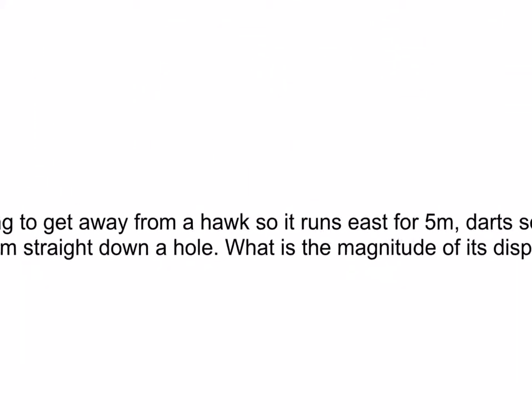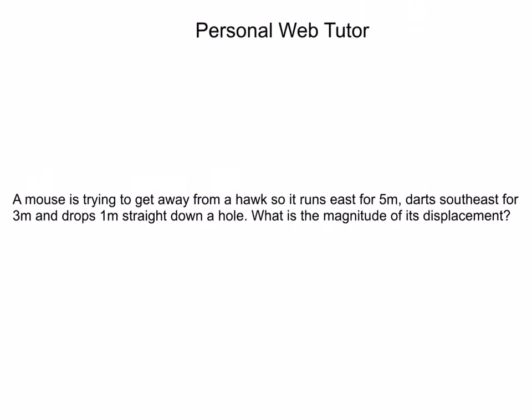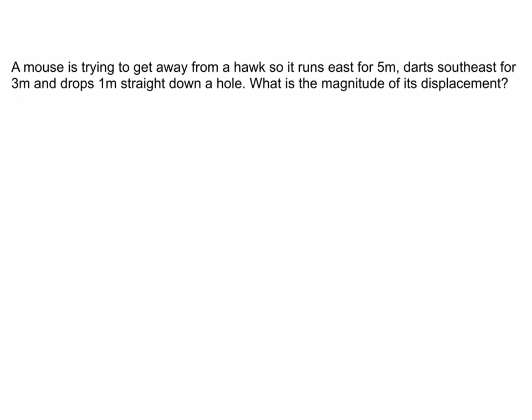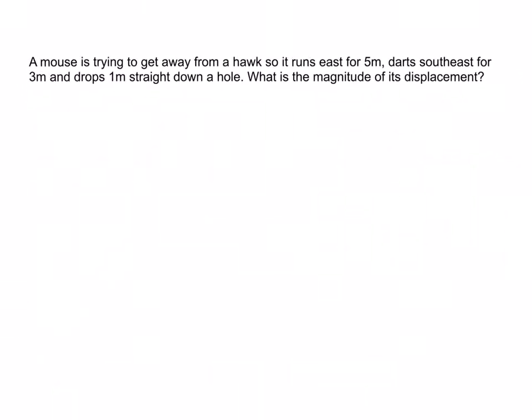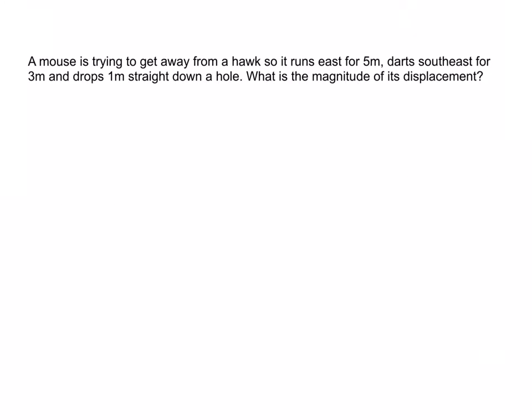Today we got this problem. We're going to work on vectors, physics. And it says a mouse is trying to get away from a hawk. So it runs 5 meters east, it darts southeast for 3 meters, and then drops 1 meter straight down in a hole. What is the magnitude of its displacement?